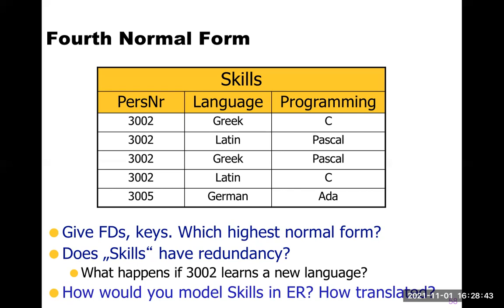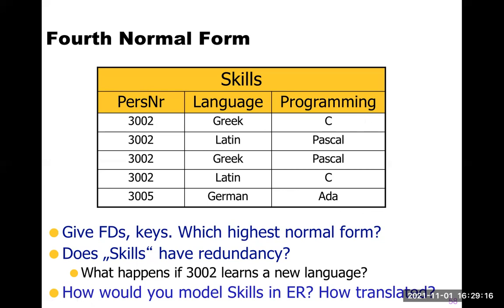We may check this table. Let's look at person number. Person number has multiple duplicates, so person number is not a key. And language has duplicates, and programming has duplicates. Person number and language: this value is Greek, this value is Greek, with C and Pascal, so not functional. So probably this table is the whole key. This table is the whole table, just three columns.